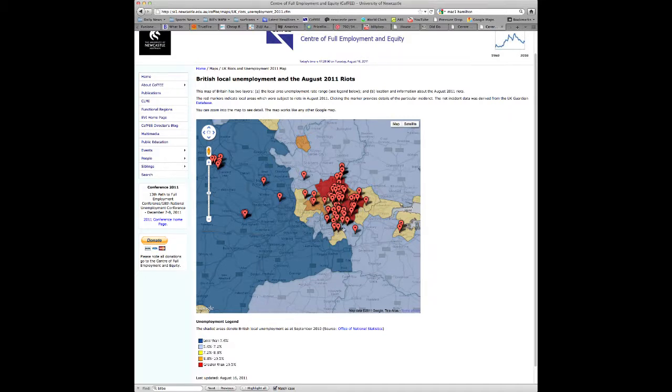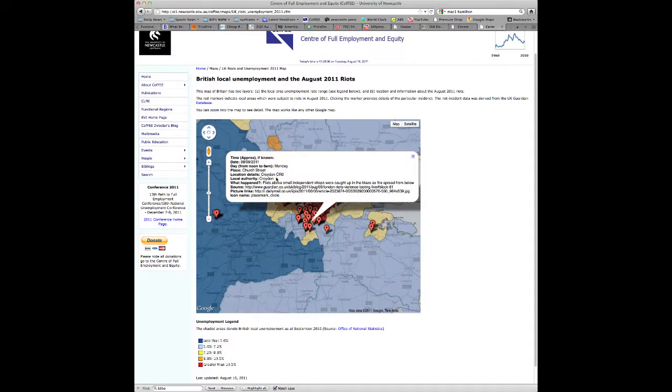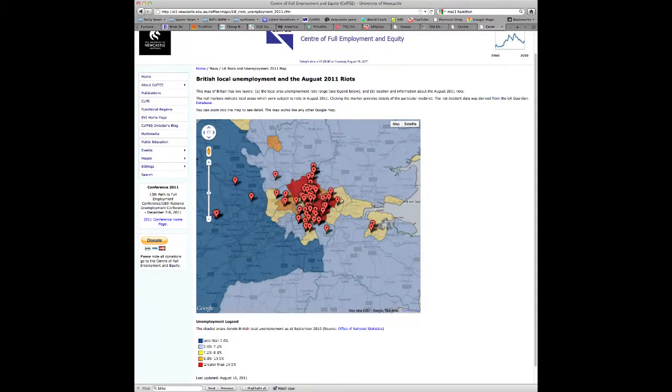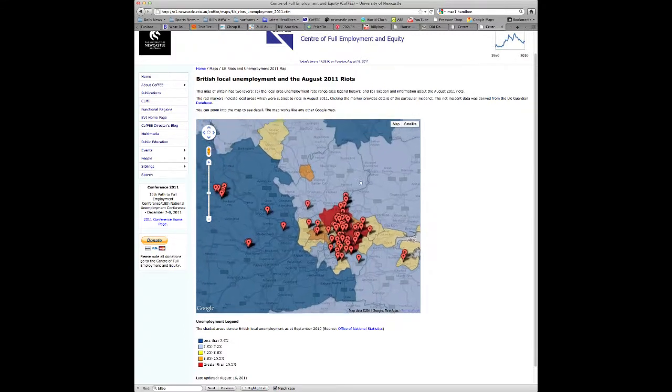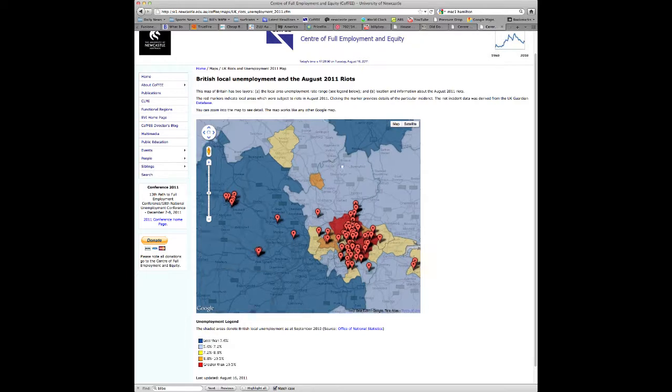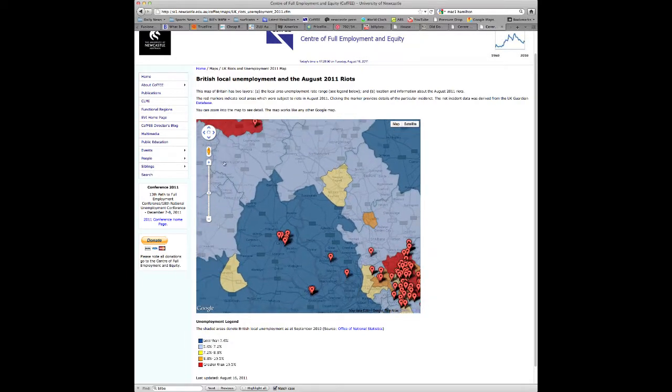And if you click on one of these markers, it will bring up from the database what actually happened there, the source, some picture links, the date and time, basically the chronological details and what happened for each of the incidents that are in the database, which is a fairly exhaustive database.